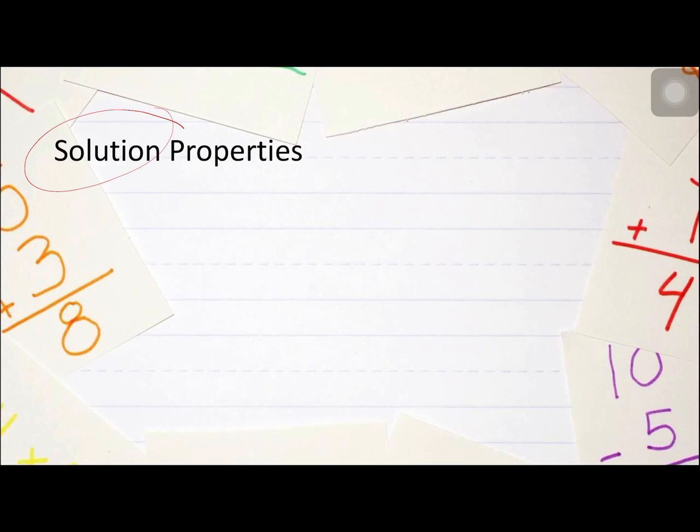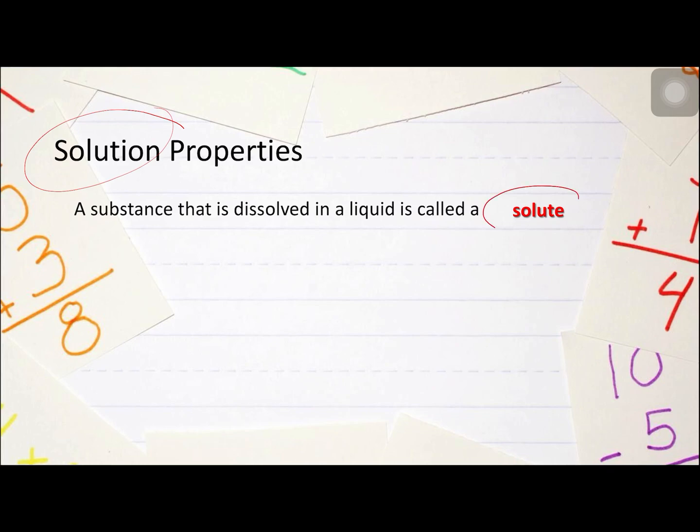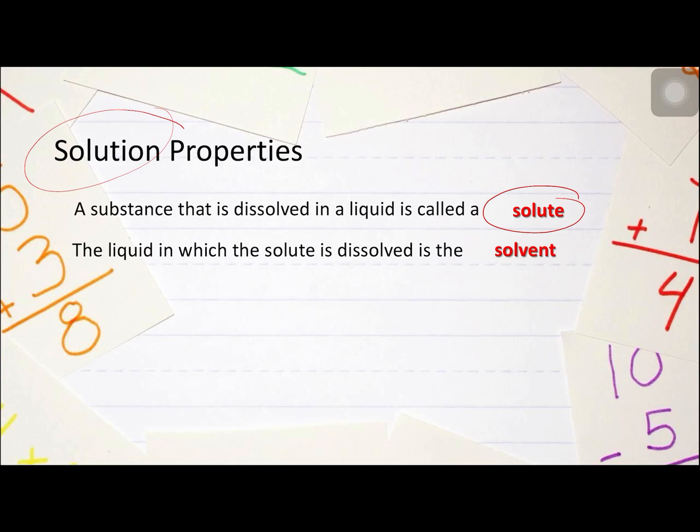Solutions are mixtures of, number one, a substance that is dissolved in a liquid. You call it a solute. And then the liquid that is dissolving the solute is what you call the solvent. Now, when you add these two together, you get what you call a solution. A solution is composed again of a solute and a solvent that are mixed together homogeneously.